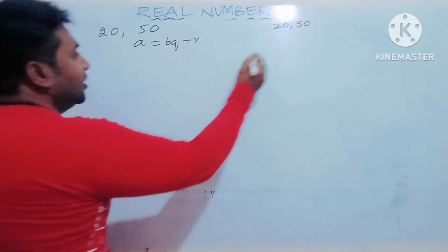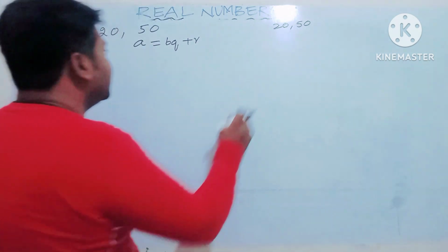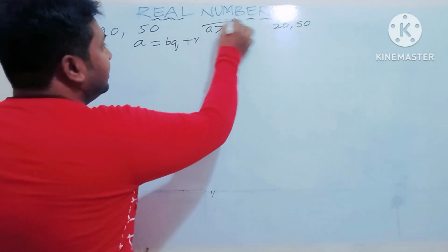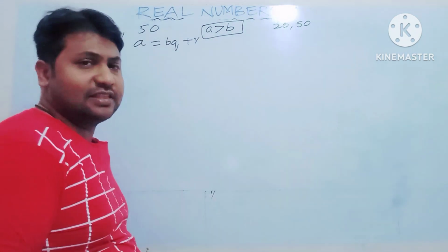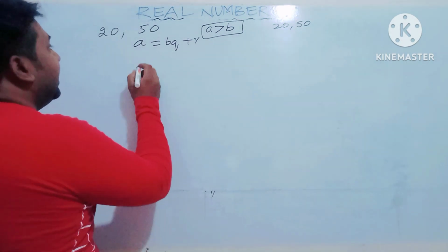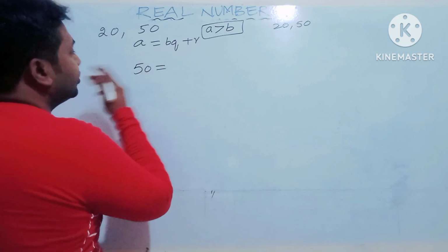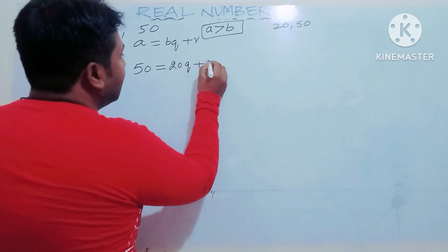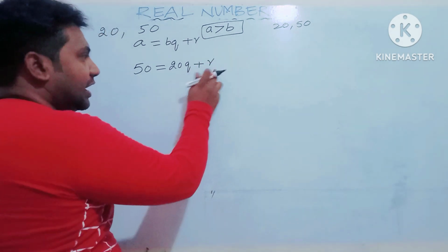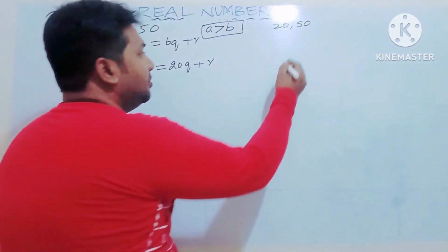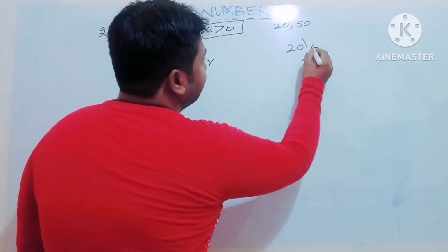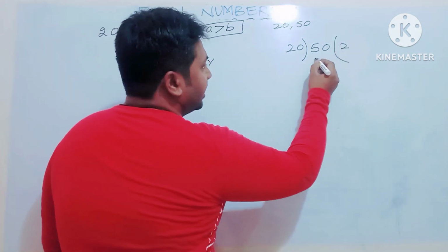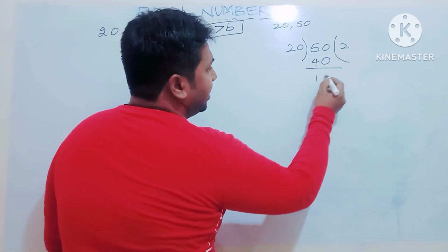One more thing, children. In this case, every time a should be greater than b. Remember this condition: a should be greater than b. So what I write here? 50 = 20 × q + r. So let's find this q and r. How to find them? Let me take 20, which is dividing 50. How many times? 2 twos are 40 and the remainder is 10.